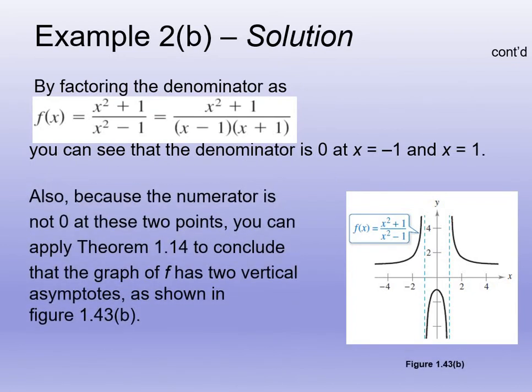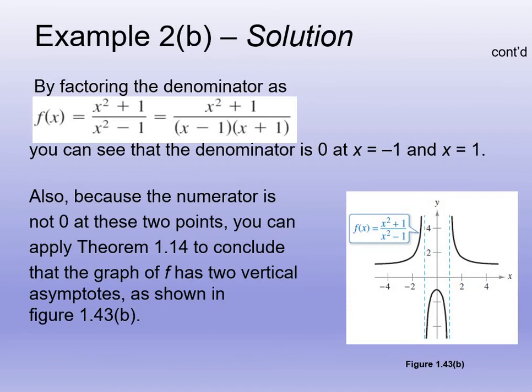Okay, so let's take a look at the second example. We have f of x equals x squared plus 1 divided by x squared minus 1. What you need to make sure you understand how to do is factor that denominator. That's the difference of two squares, so you should get x minus 1 times x plus 1 in the denominator.